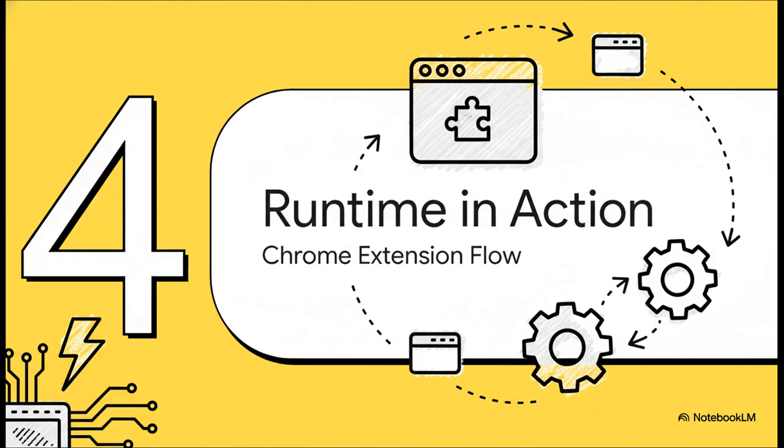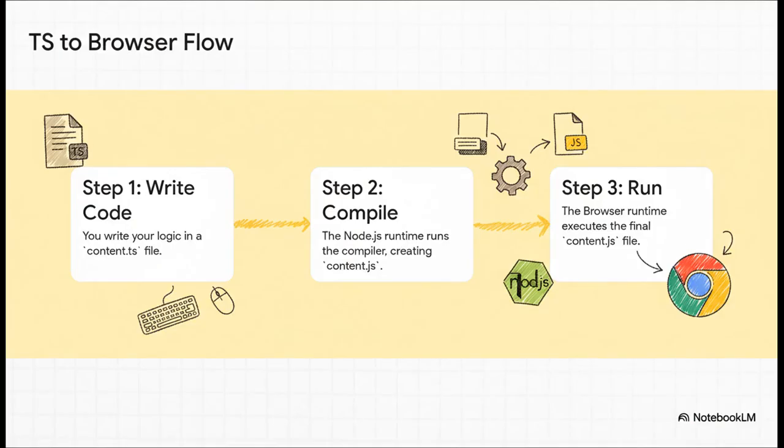Okay, let's tie this all together with a perfect real-world example, building a Chrome extension. This whole process shows you exactly how these two runtimes work together hand in hand. So here's the workflow. Step 1. You, the developer, write your cool extension logic in a content.ts file. Great. Step 2. On your machine, you run the compiler. What's happening here? The Node.js runtime is running that compiler program, which takes your TypeScript and spits out a plain content.js file. Then step 3, you take that final JavaScript file and load it into Google Chrome. And at that point, the browser runtime takes over and actually runs the code on the web page. It's so cool. You use the Node runtime for your development tools and the browser runtime for the final execution.